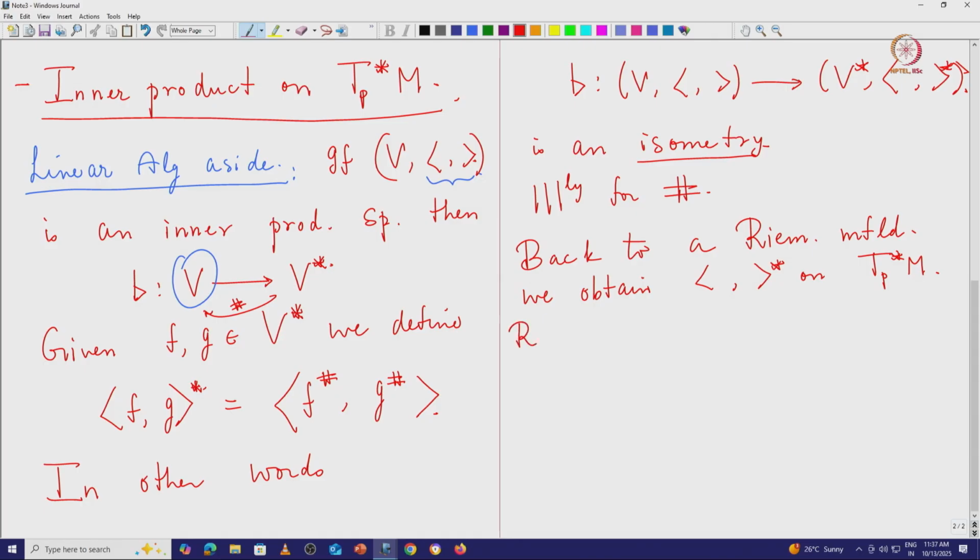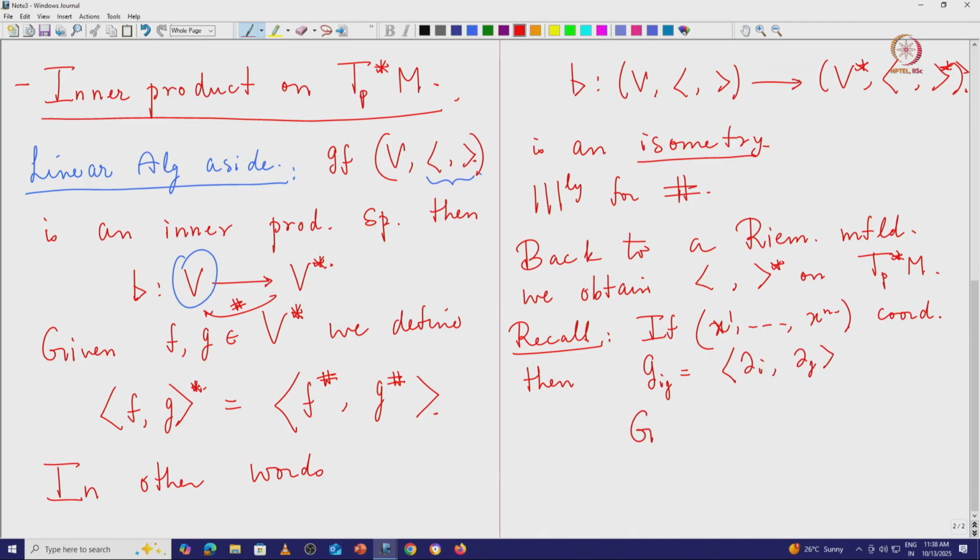So recall that if x1 up to xn were coordinates, then we set Gij to be the inner product of del i and del j, and this matrix G is symmetric positive definite.